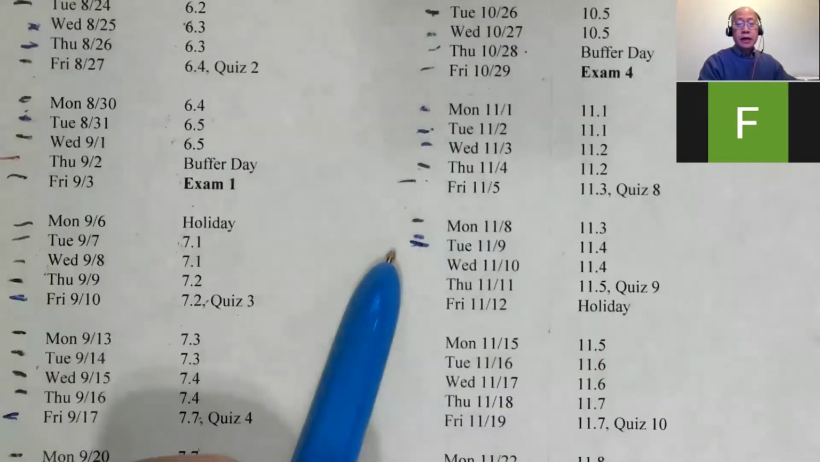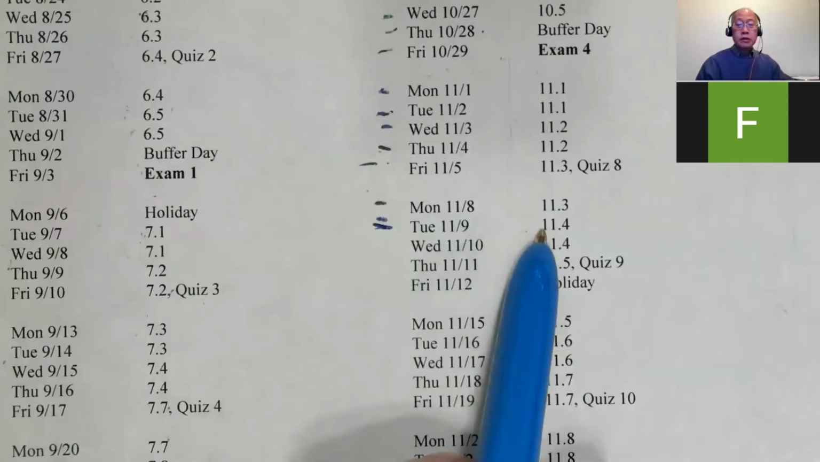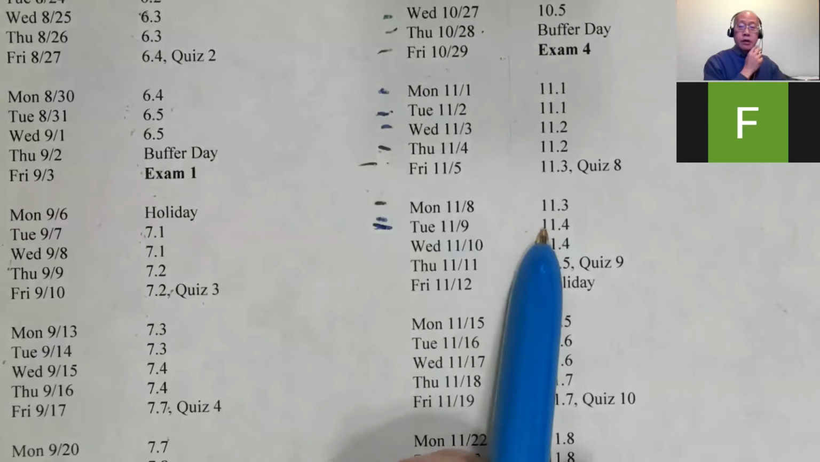Okay, so I'm about a day ahead. I was supposed to only start 11.4. I'm probably going to finish 11.4 today and most likely finish a little bit early.